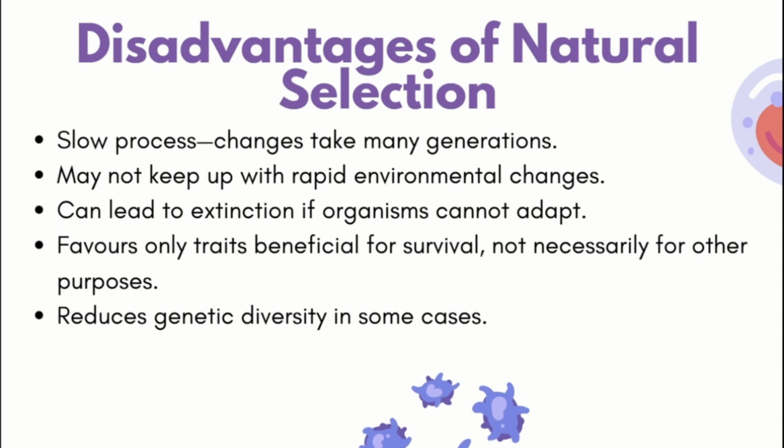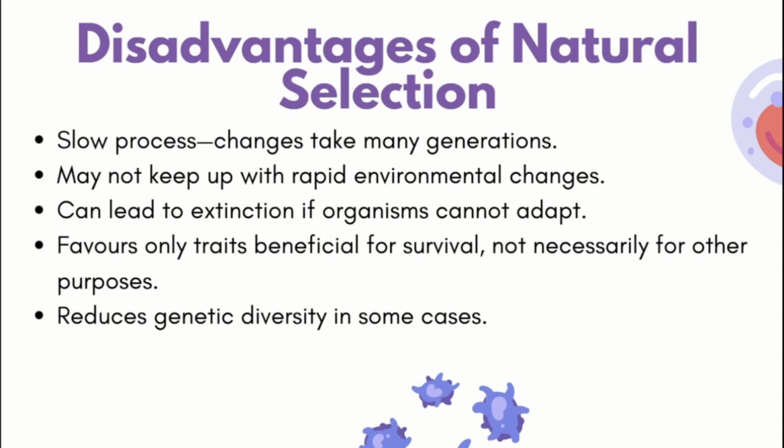And then another disadvantage is it reduces genetic diversity in some cases. Let's go back to the bird example. Some of them had hard, tough beaks. Some of them had soft, short, not strong beaks. And if they get rid of the not strong beaks and only leave the ones with the tough, hard beaks, then you know that's less diversity, because all of them in the population are going to have the same thing.